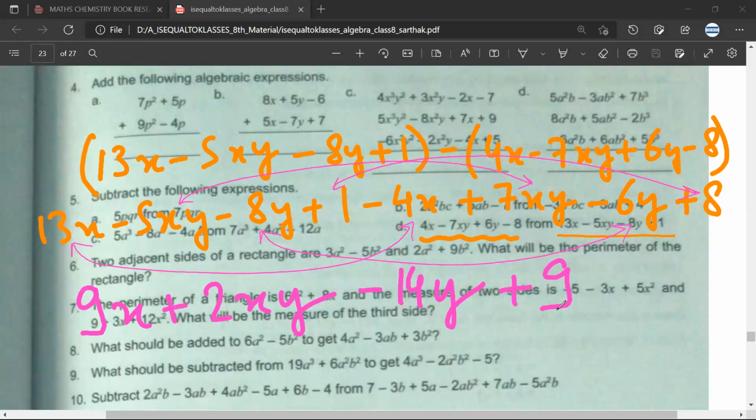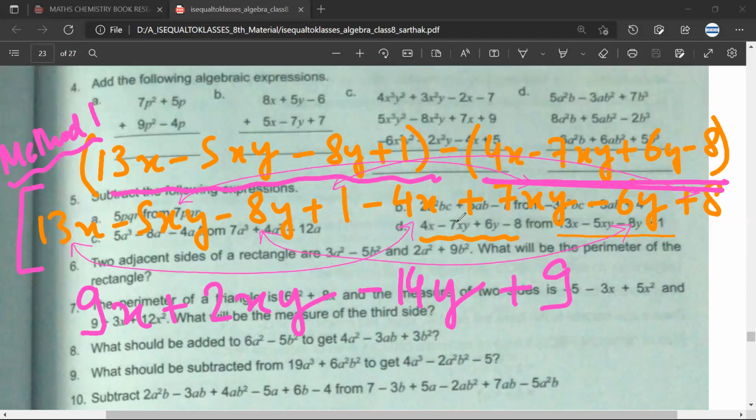Yes, sir. See, this is one way of doing the question. Now, there is another way of doing the same question. And I'll suggest you do these questions, question number 5, by both the methods. So, this is the method 1. Whenever they say subtract 4x minus 7xy plus 6y minus 8 from this, so you write this first, and from this you subtract this. Have you understood this? Yes, sir. So, whenever they ask you 4x minus 7xy plus 6y minus 8 from 13xy minus 5xy, so this term would be written here, and the second term would be written first. Have you understood? Yes, sir.